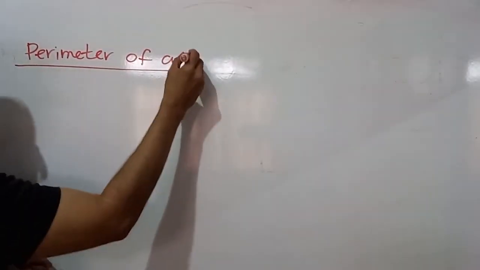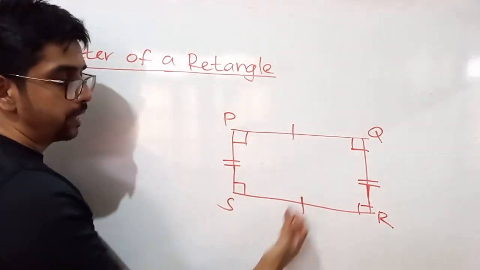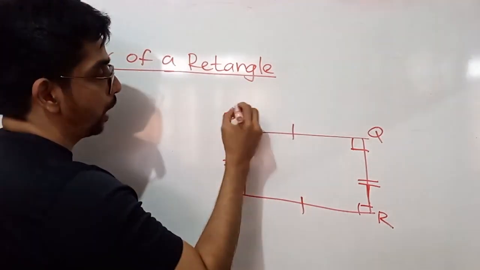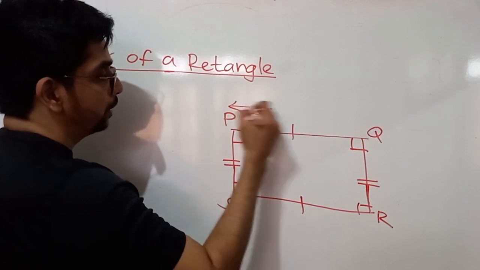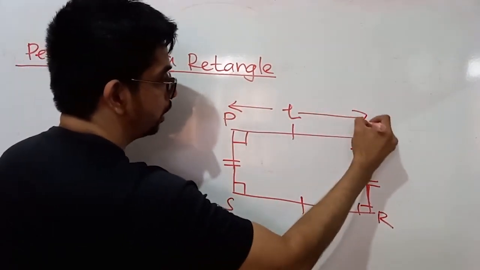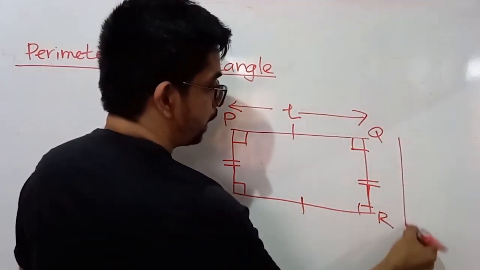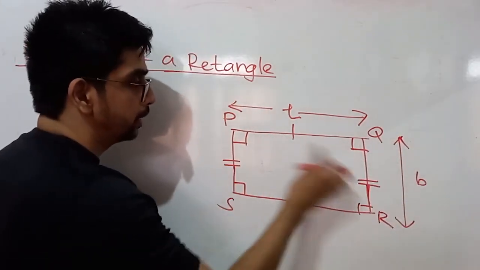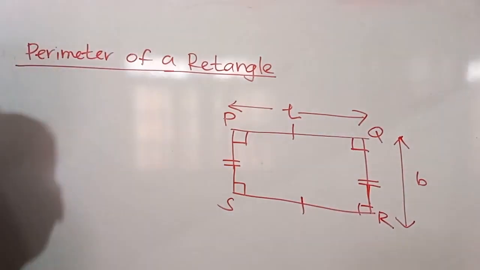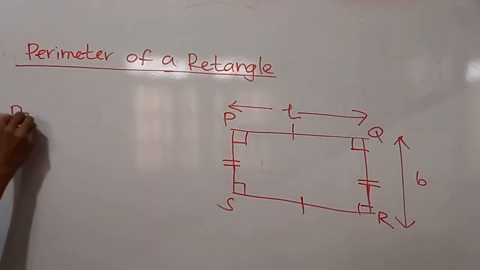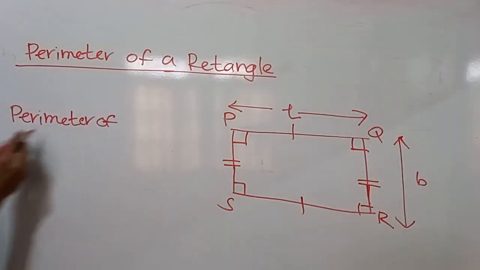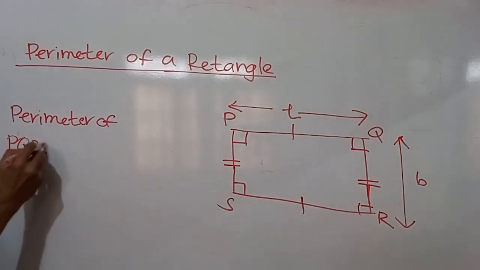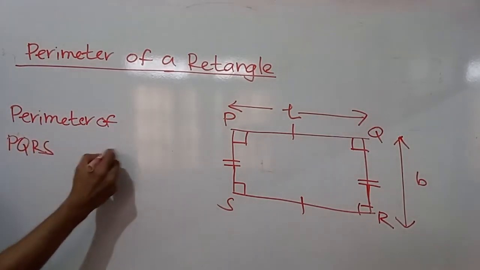Perimeter of a rectangle. In a rectangle, opposite sides are equal in length, right? So I'm going to take this side as L, the length, and this side as B, right? So this is the length, this is the breadth, right? So the perimeter will be what? Perimeter of PQRS. That will be what?